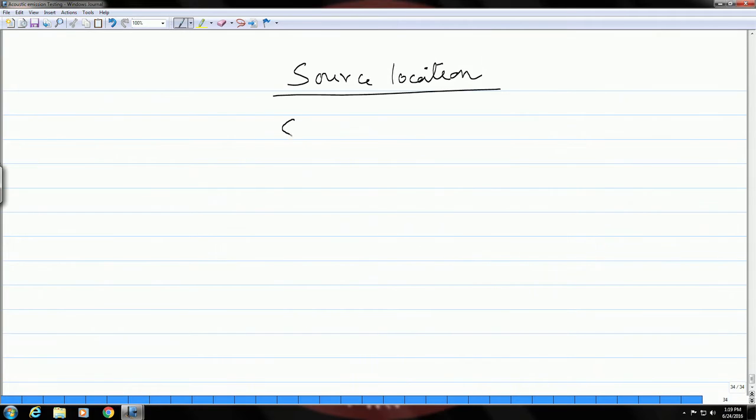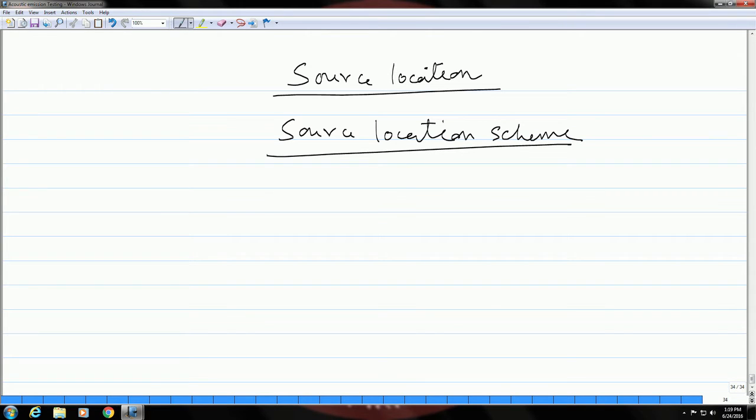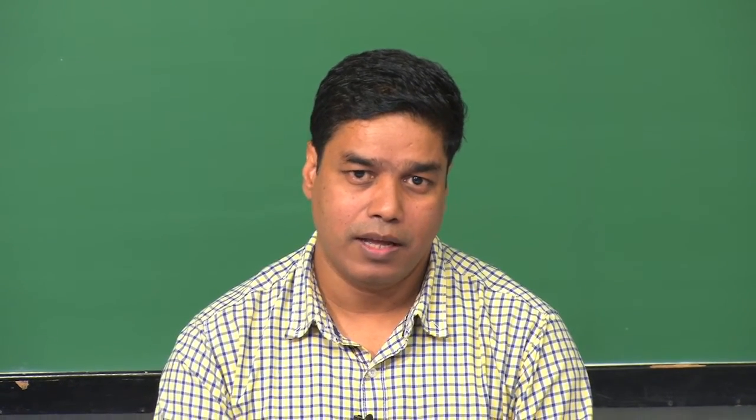Okay. So, in order to do that you need to use this method which is known as source location scheme. So, you can place the sensors at particular locations on the component or on the structure, and then you collect the signals from them, and based on at what time the signals are being received by different sensors, you will be able to get an idea about the location.